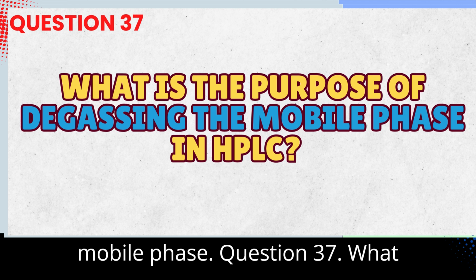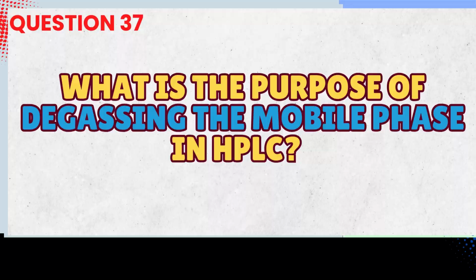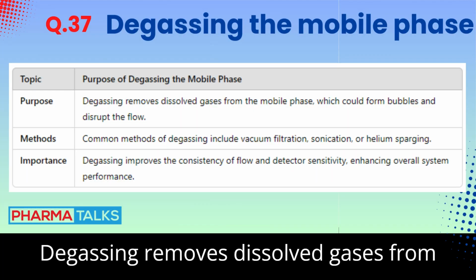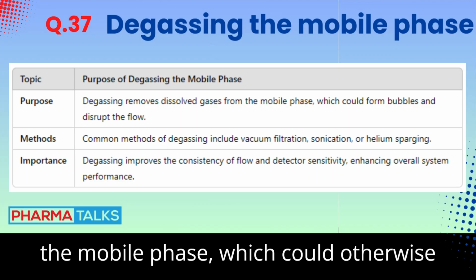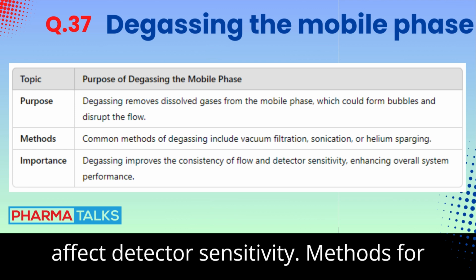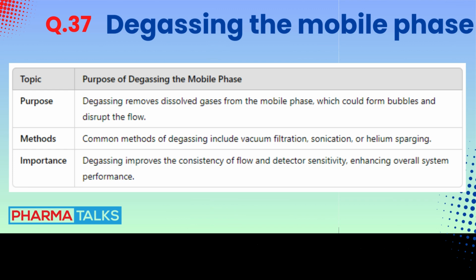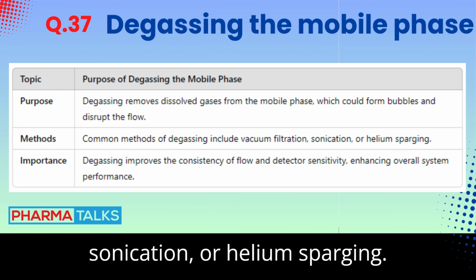Question 37. What is the purpose of degassing the mobile phase in HPLC? Answer. Degassing removes dissolved gases from the mobile phase, which could otherwise form bubbles that disrupt the flow and affect detector sensitivity. Methods for degassing include vacuum filtration, sonication, or helium sparging.